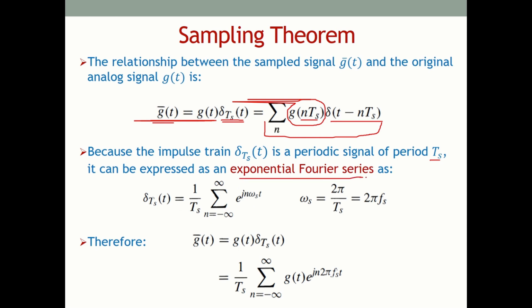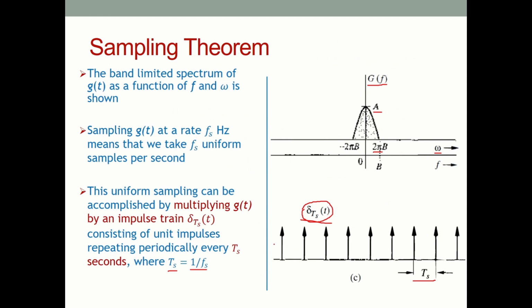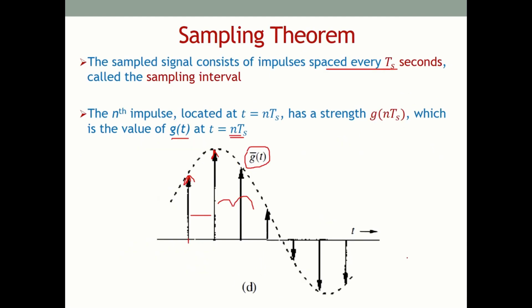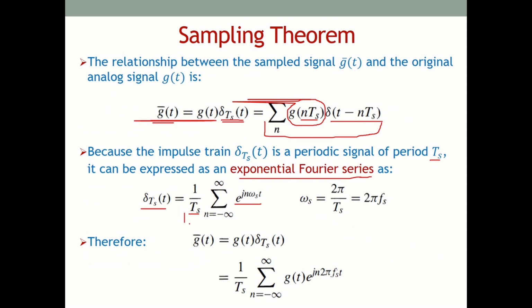We know Fourier series is for periodic signals. So this is the impulse train representation, delta Ts. In terms of Fourier series, we have 1 over Ts, the time period of the periodic signal, and then we have the exponential series e raised to the power j n omega s t. n is from minus infinity to infinity, because we have continuous samples from minus infinity to infinity, and this is the Fourier series representation of our signal, the impulse train.